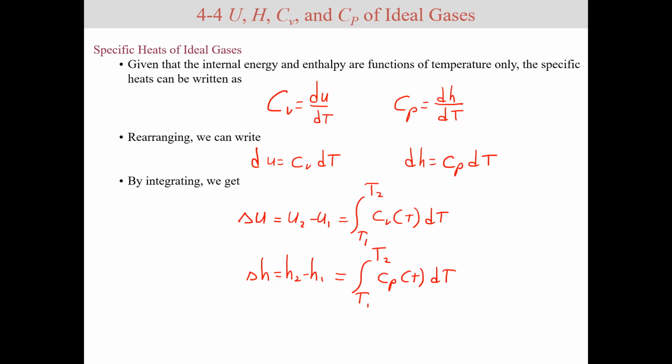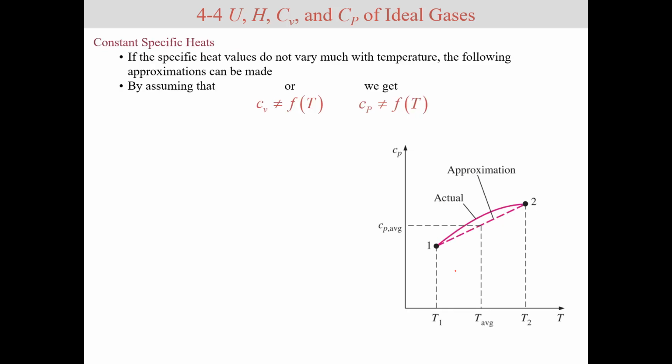Now, there's two ways I'm going to evaluate this integral. One is assuming the specific heats to be constant with temperature. One assuming the specific heats to be variable with temperature. What do I mean by that? That means that if I assume that specific heat is constant with temperature, it means it is not a function of temperature. It means specific heat is at a fixed value, and it doesn't matter what the temperature is.